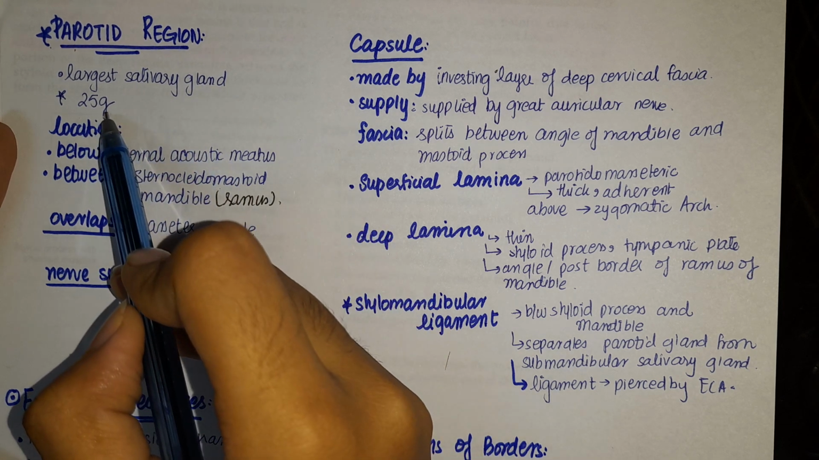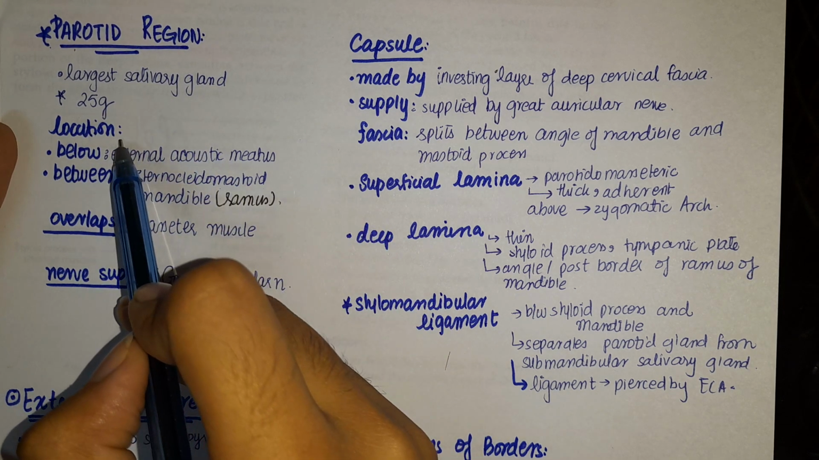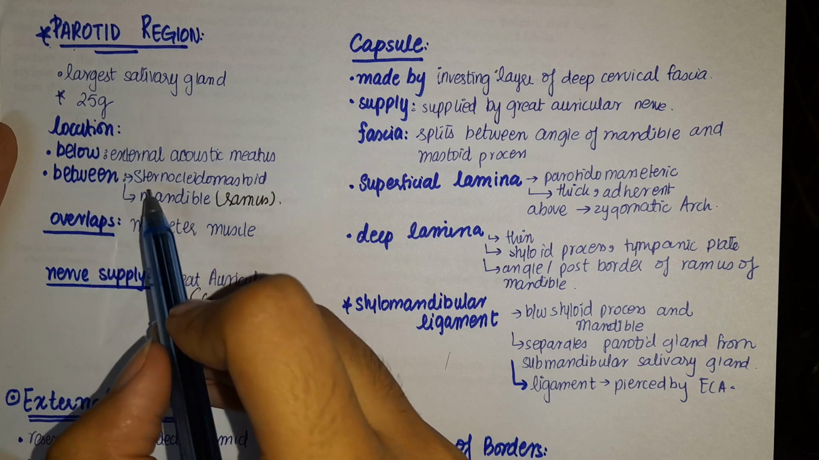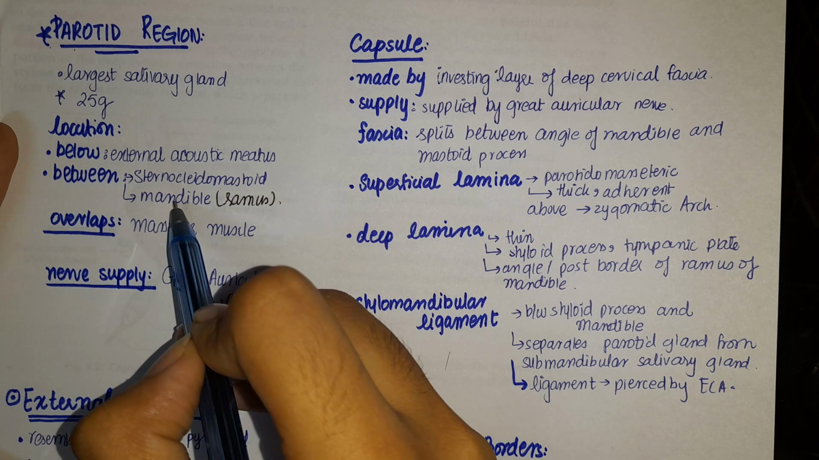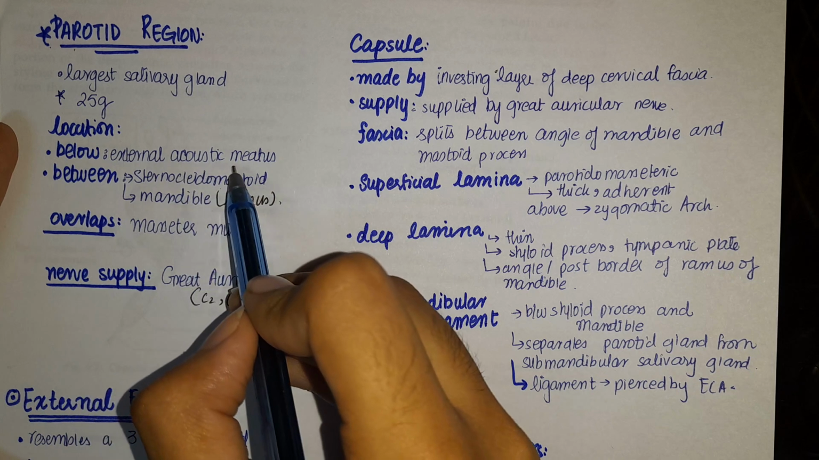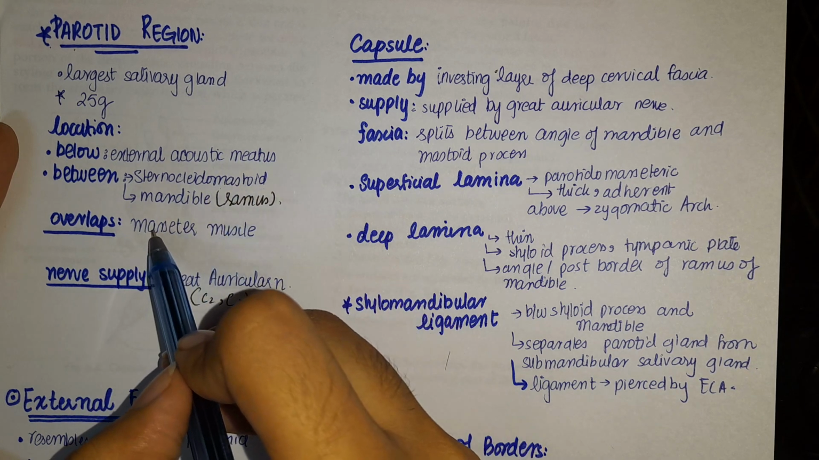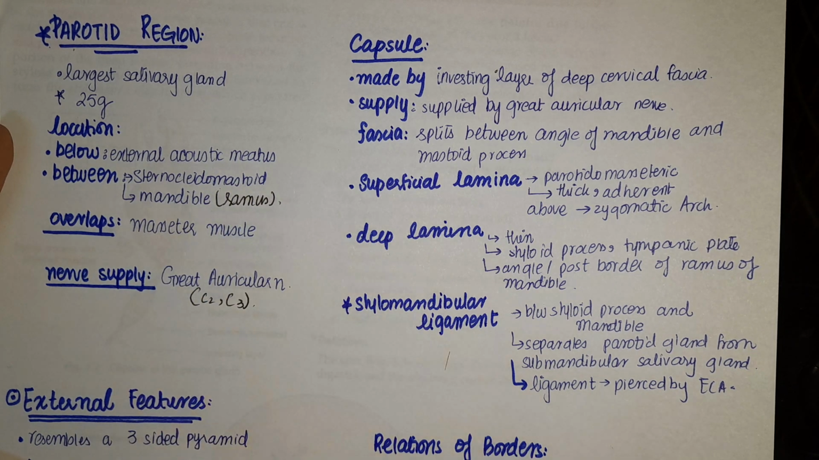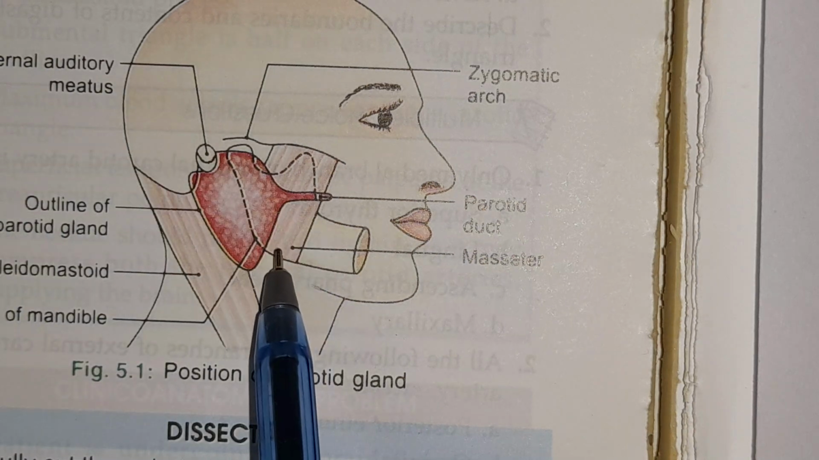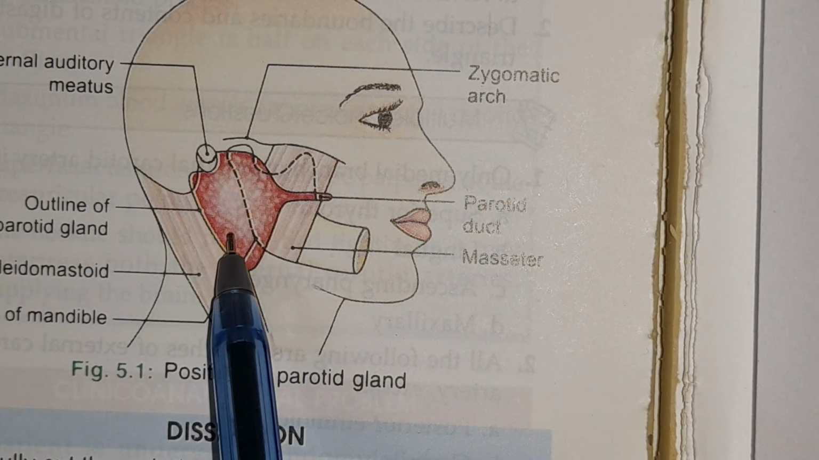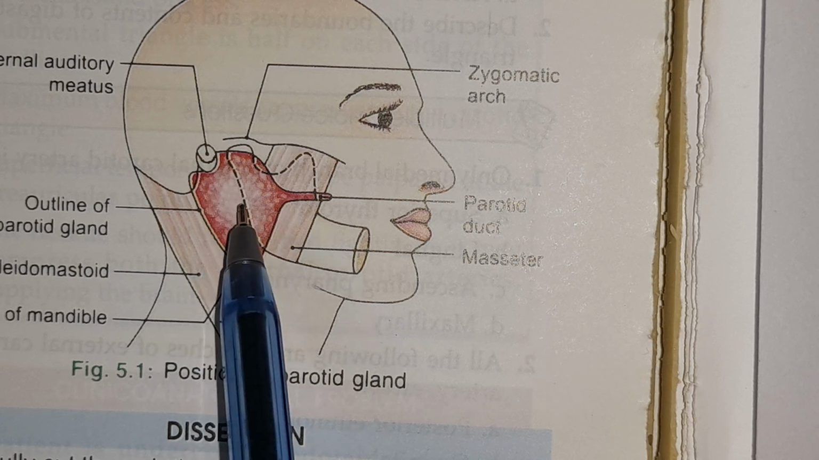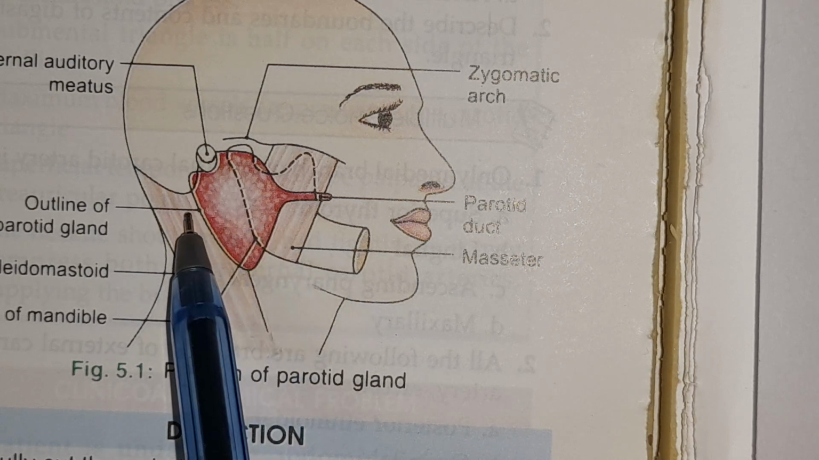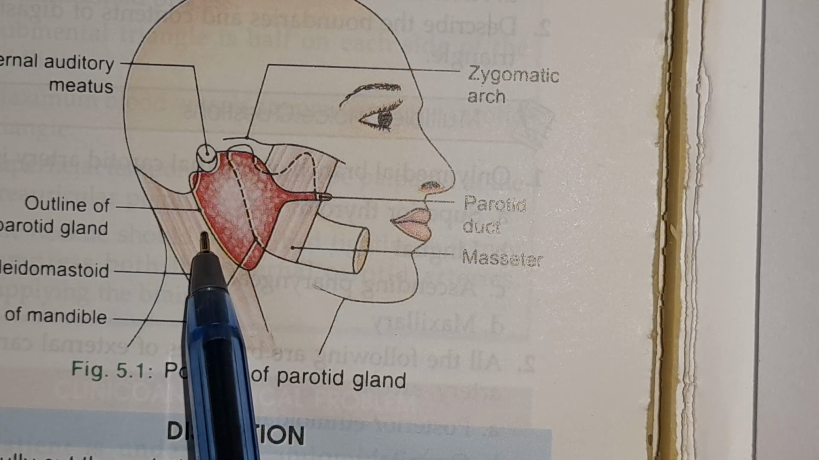It weighs 25 grams. Its main location is between the sternocleidomastoid and the ramus of the mandible. It is below the external acoustic meatus and it overlaps the masseter muscle. You can see in this diagram that this is the parotid gland. It is just below the external acoustic meatus.